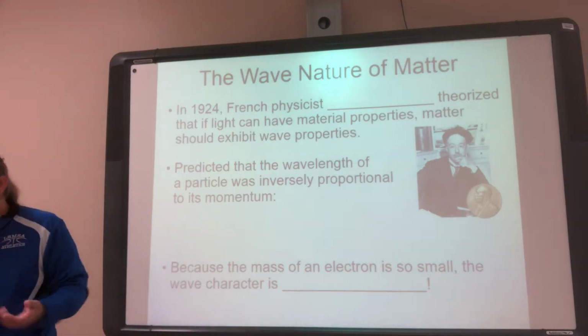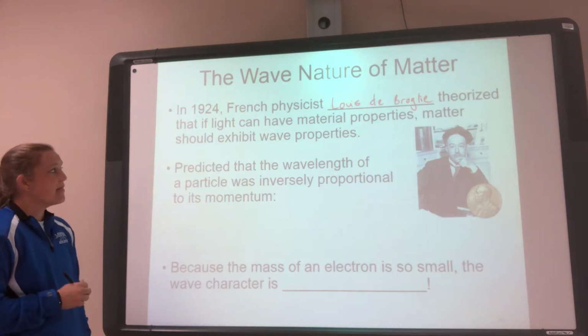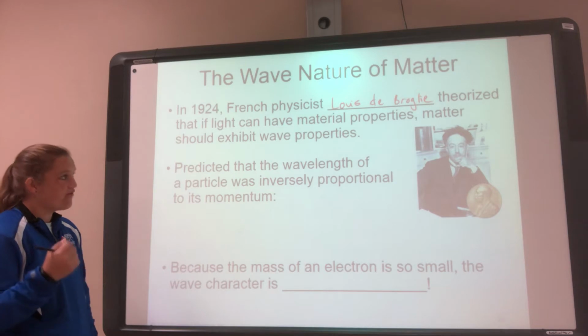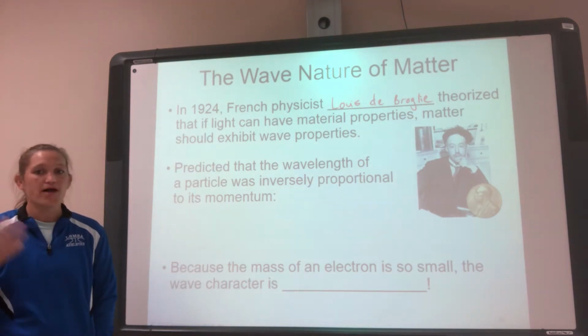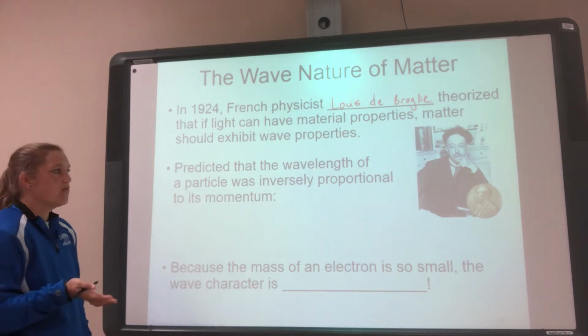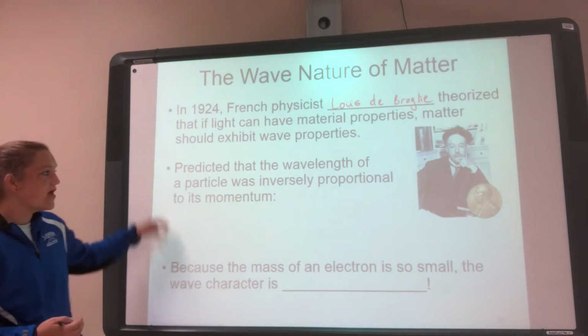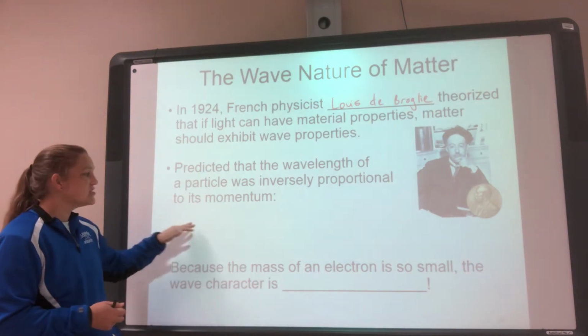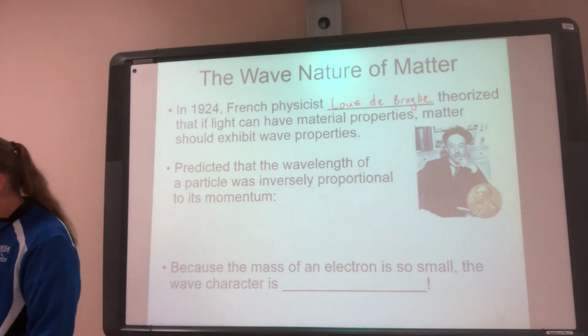So in 1924, a French physicist named Louis de Broglie theorized that if light can have material properties, then matter should exhibit wave properties. So everything that we've talked about with light, we can also apply to the electron, we can apply to our matter. And so what he predicted is that the wavelength of a particle is related to how fast it's going, its momentum. And so from all of that, he was able to figure out an equation.